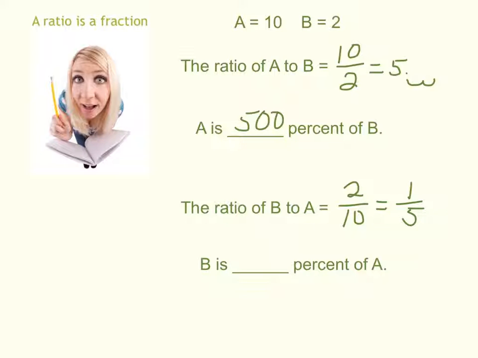If I want to write the ratio of B to A as a percentage, first I'd have to do 1 divided by 5 on my calculator and get a decimal answer. That works out to be 0.2. So after I have my decimal answer, to change it to a percent, I'd have to move my decimal point over 2 places to the right, and that would mean B is 20% of A.